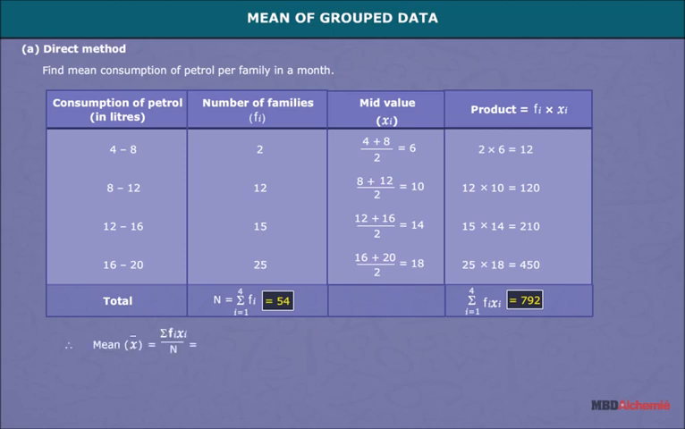Now, mean can be calculated by dividing sigma fi xi by n, which is 14.67 liters here. Hence, 14.67 liters of petrol is consumed by a family in the given locality in a month.